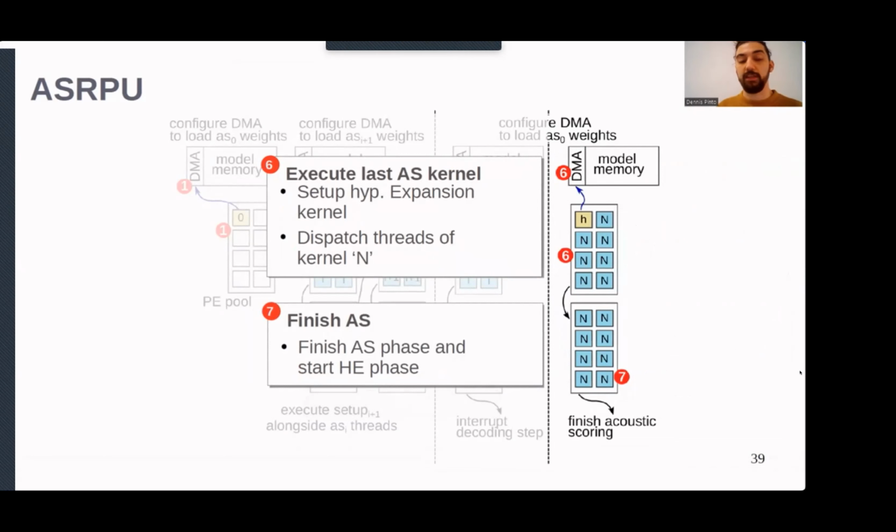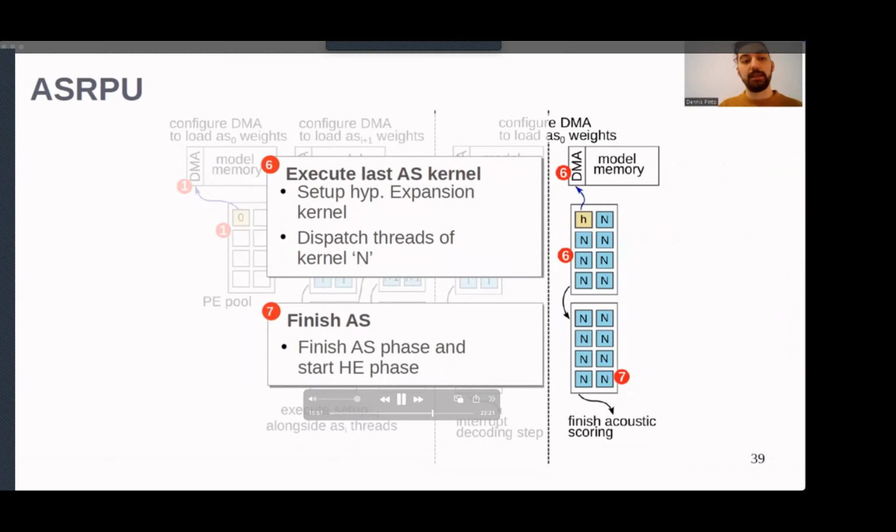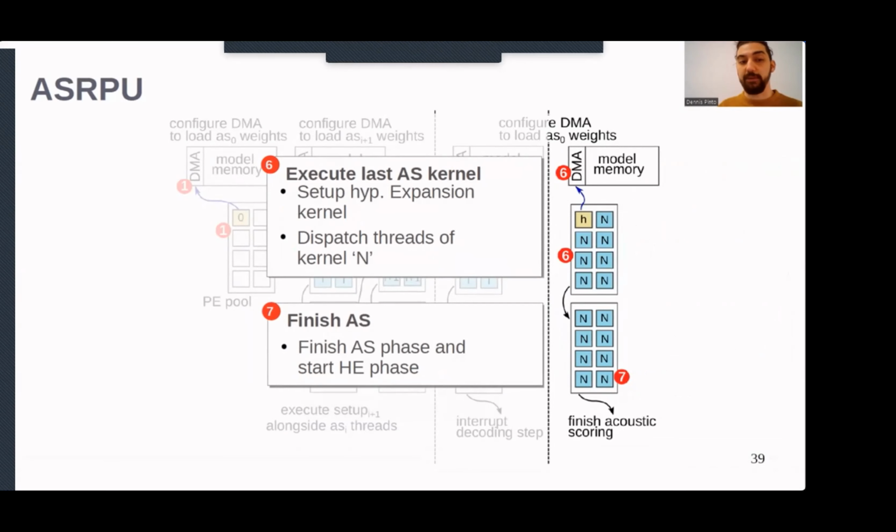After the computation of all the threads has finished and the DMA operation has finished too, the ASR controller starts executing the next kernel. If all the kernels can be executed, the hypothesis expansion setup function will be executed alongside the last acoustic scoring kernel. The main purpose of the setup function of the hypothesis expansion kernel is to determine how many score vectors are available, and thus how many hypothesis expansions are required.